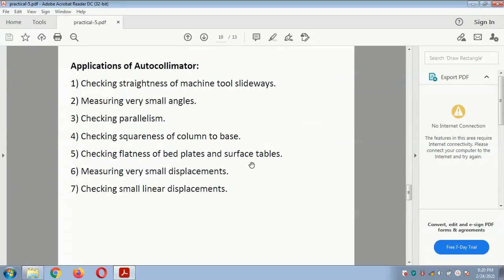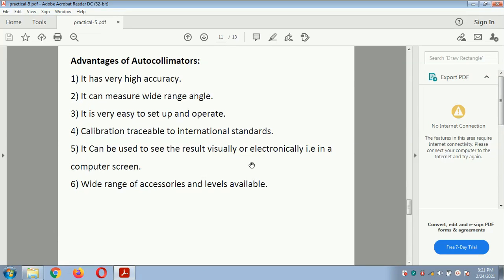The applications of the autocollimator. It is used to check the straightness of machine tool slideways, measure very small angles, check parallelism, check squareness of column to base, check flatness of bed plates and surface tables, measure very small displacements and check small linear displacement.